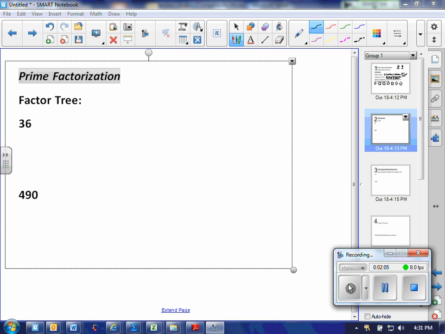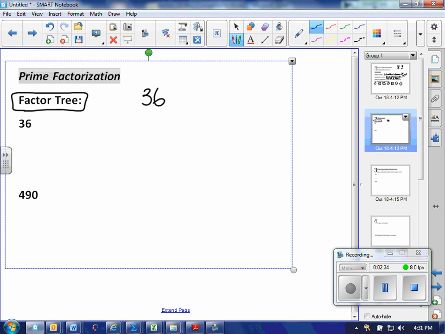Now, prime factorization helps us, especially when we start getting into greatest common factor and LCM. So let's practice prime factorization. Prime factorization is just breaking a number down into its prime factors, and I'll explain what that means in a second. But we use what we call a factor tree. A factor tree is very simple. You just start breaking the number down with its factors. You can pick any numbers.